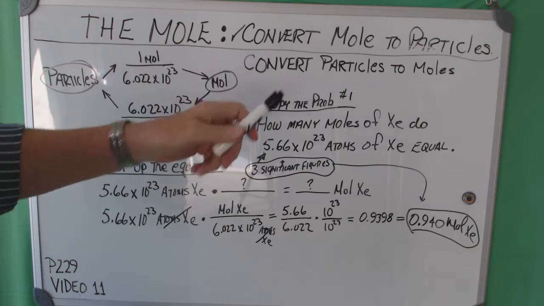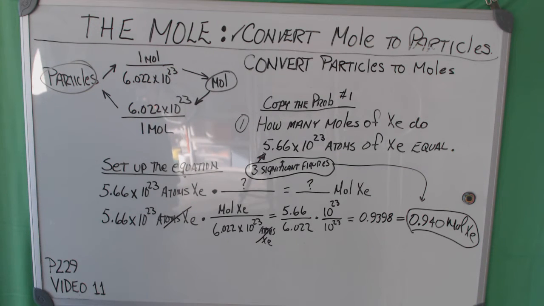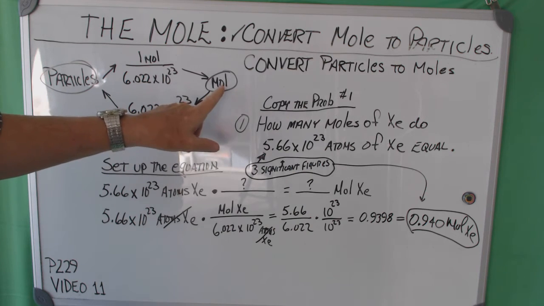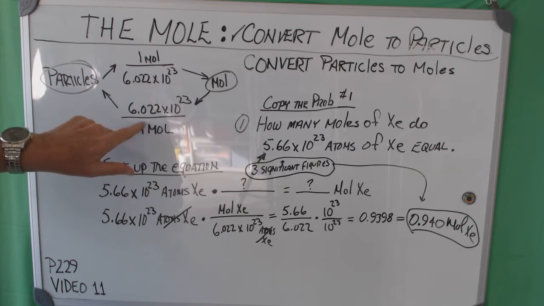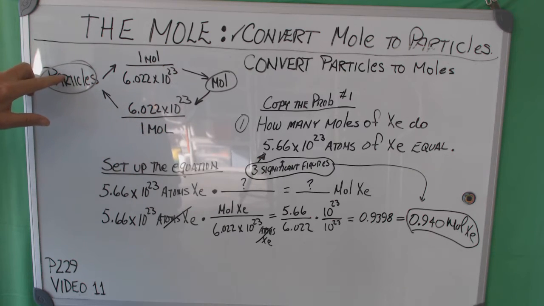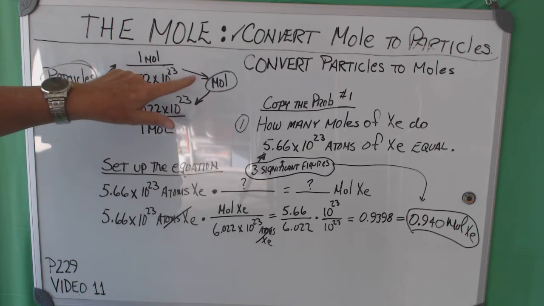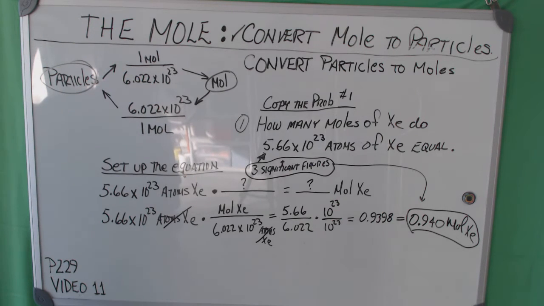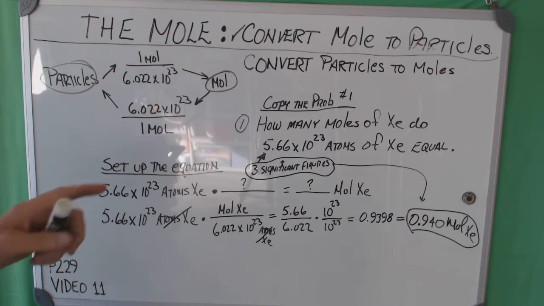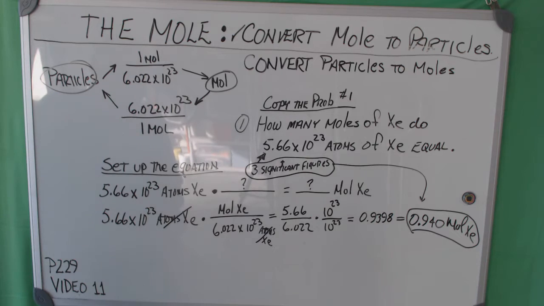Converted from moles to particles. So we started off with a number of moles, and then we had to convert it to the number of particles. We started here, and then we multiplied by this conversion factor and ended up with a number of particles. This time we're going to start with a number of particles and go this way. This little model shows you what the two conversion factors are for moles to particles and particles to moles.